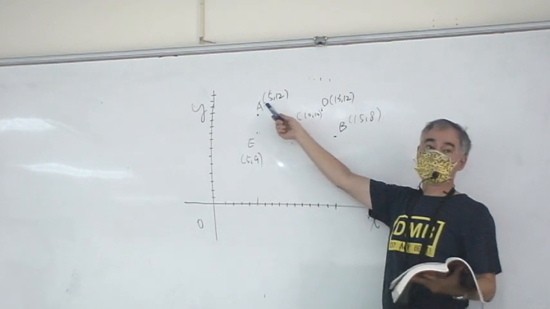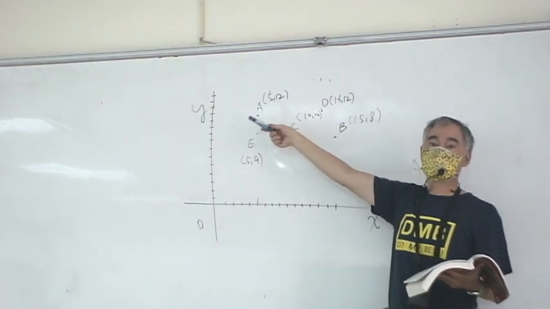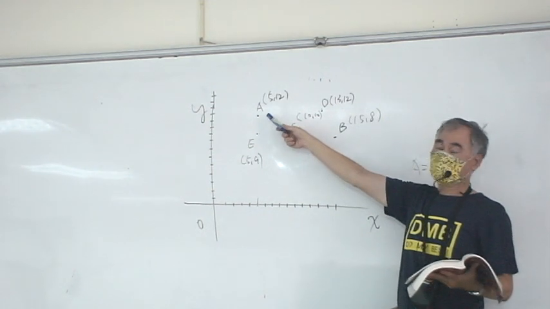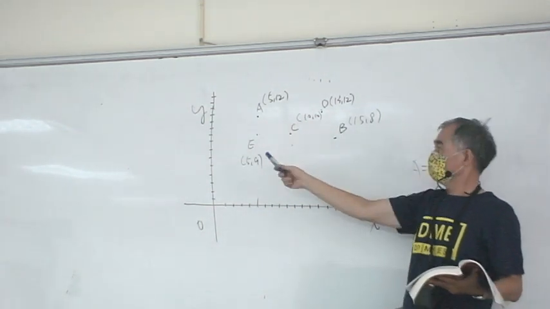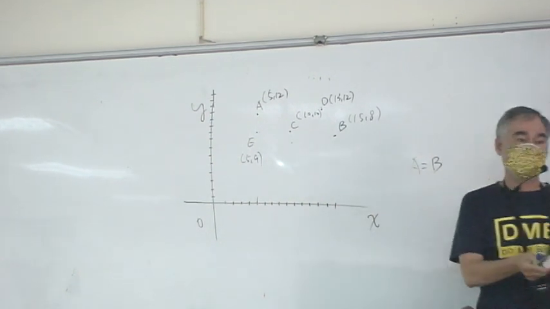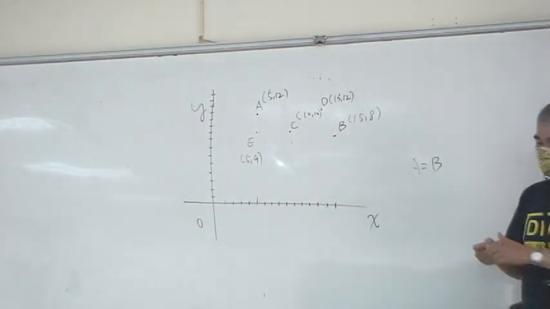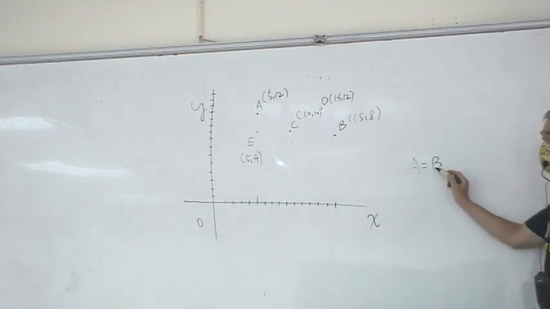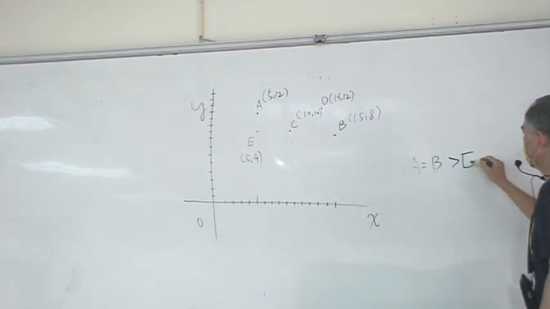They have the same amount of x, right? They have the same amount of x. And A has 12y and E has 9y. So which one is better? A is better, okay? So A is better than E.